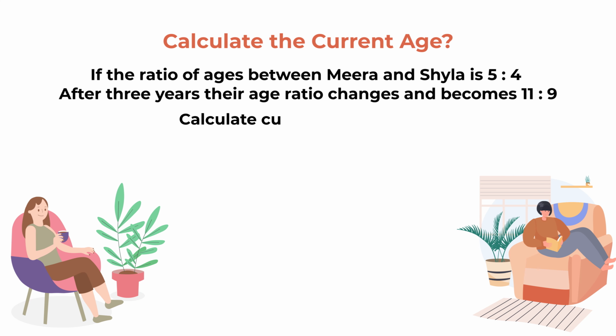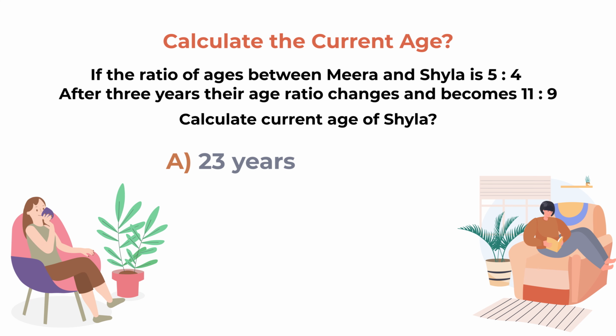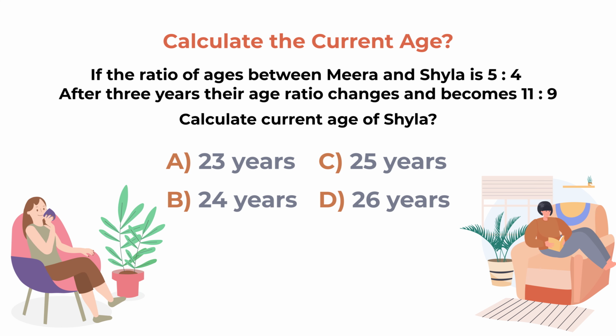You need to calculate the current age of Shyla, and you have 4 different choices. Choice A, 23 years. Choice B, 24 years. Choice C, 25 years. And choice D, 26 years.